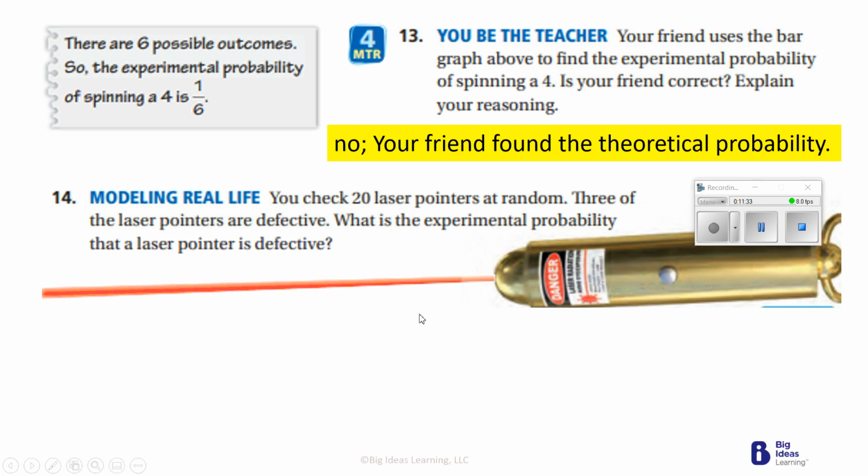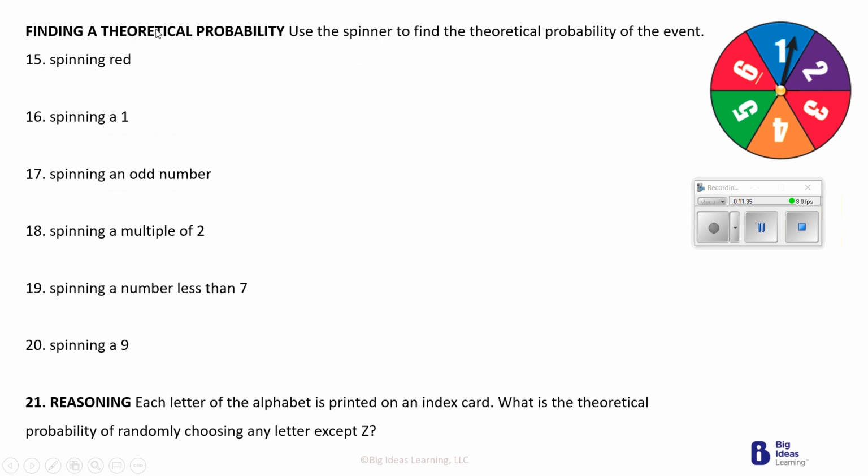All right, 14 is yours to do. Find the probability. Use the spinner to find the theoretical probability of the event. So spinning red, there's 2 reds, so that would be 2 out of 6, and that's 1/3.